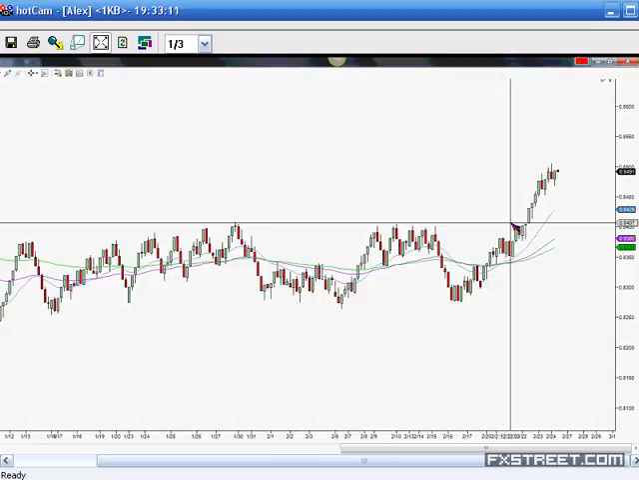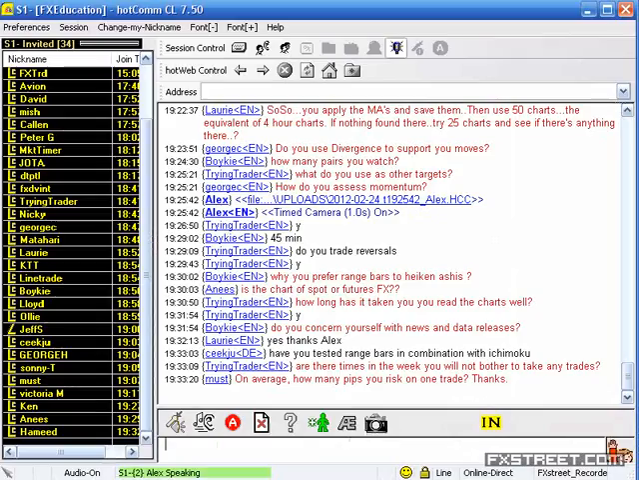Have I tested range bars in combination with Ichimoku? No, I haven't. But please feel free. If you feel like it can benefit you and it's something that's worth looking at, then yes, definitely take a look at it. Me personally, as I said, I like to try and keep things simple. Simple is better for me. So I try not to add too many indicators in there that cloud my judgment.